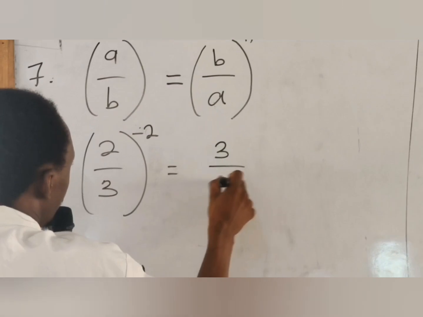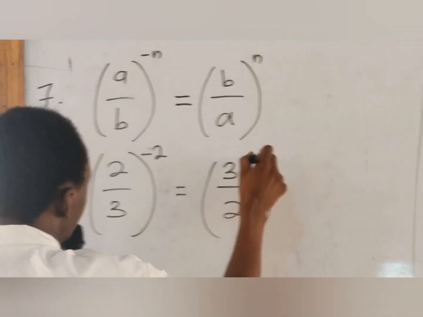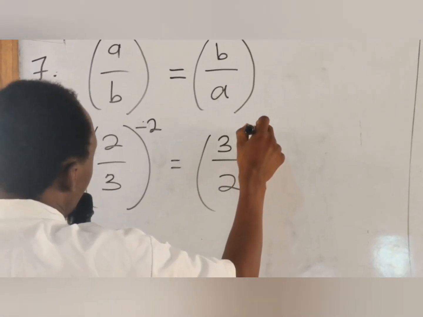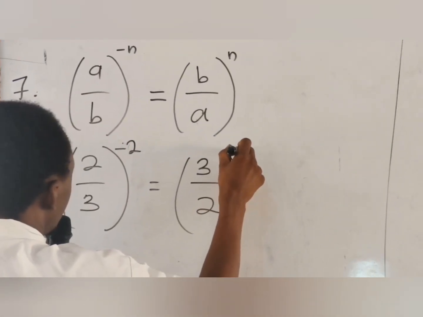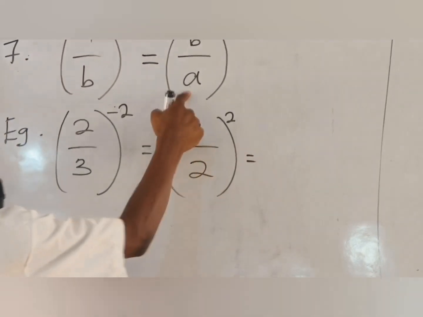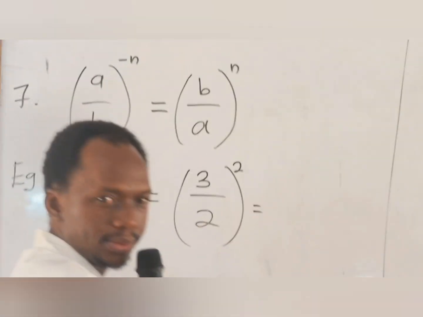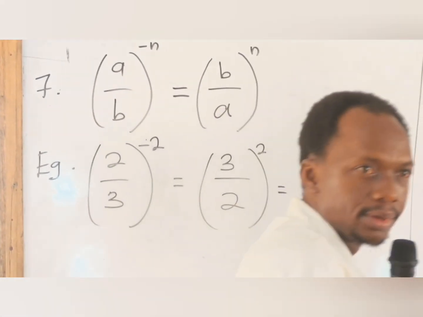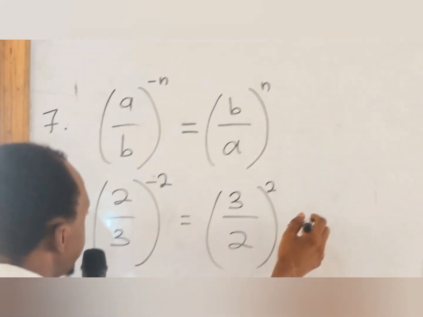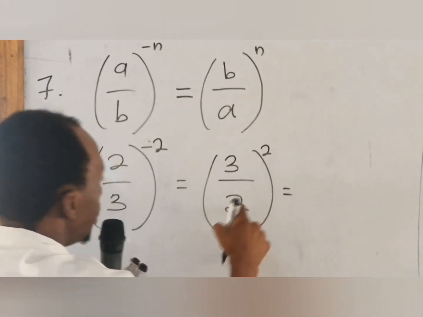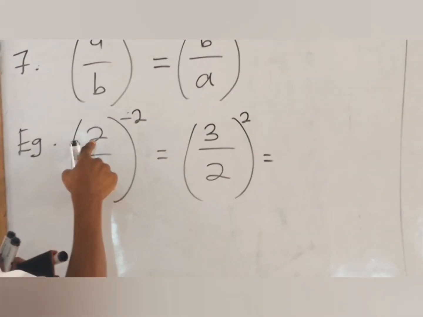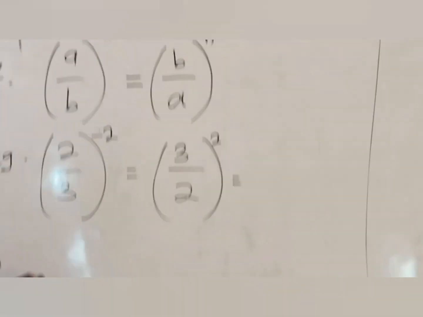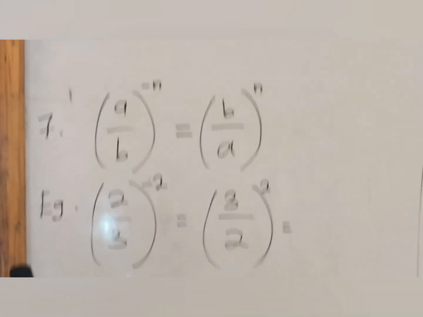3 over 2 all to the positive power. Positive power is what? 2. Class, let's verify this from what I said to you. All square. What do you get? You remember another law? This one means take the reciprocal and change the power to positive.